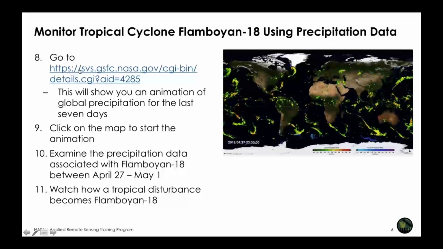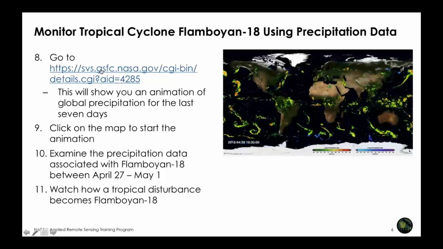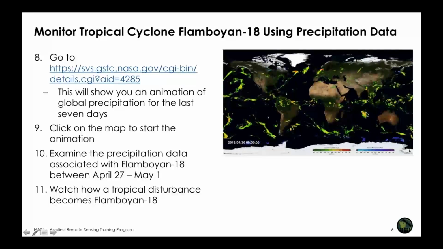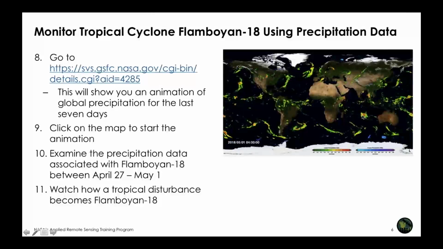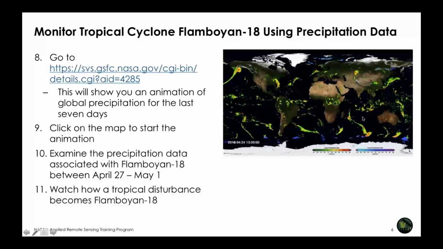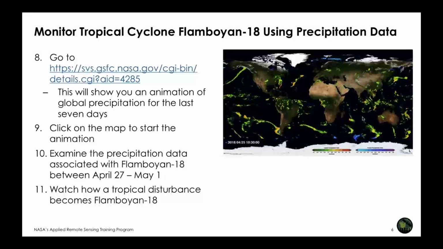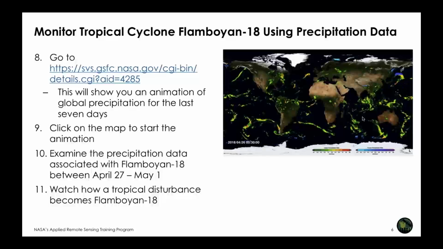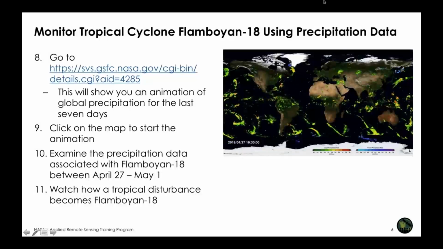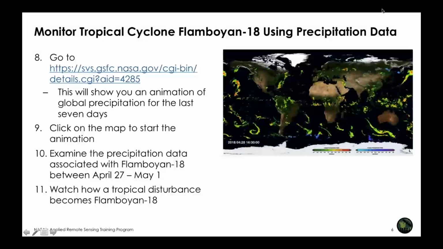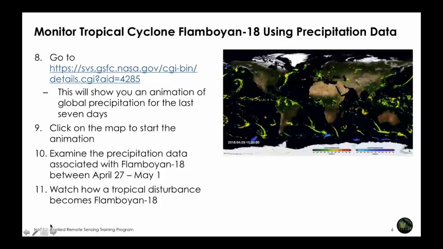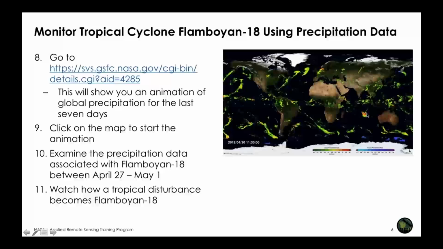As you can see, in this area you can see precipitation associated with Flamboyant. You can see the bands. It starts from a disturbance over here, and then it moves and takes the form of a tropical storm. This is now the 27th of April. Now it starts forming.